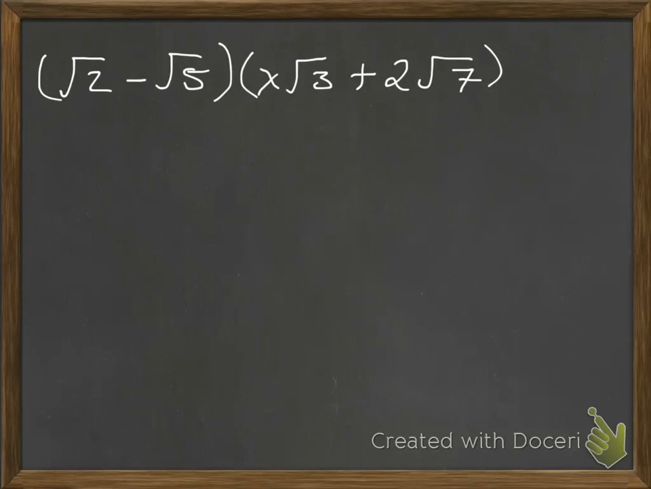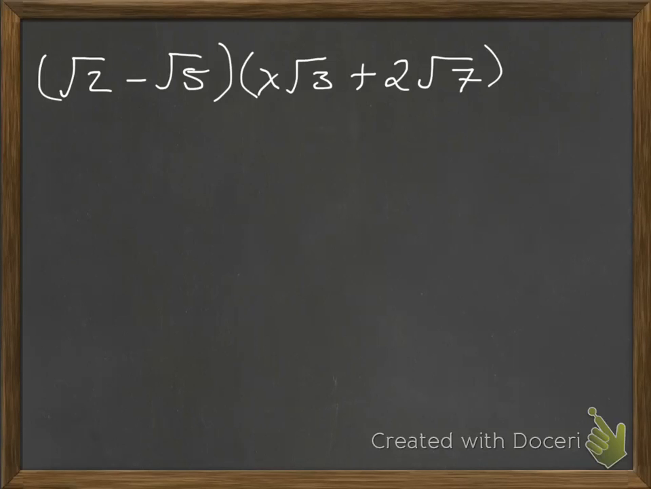Okay, we're going to go ahead and work through two examples of multiplying binomials that have radicals in them. And we're just going to go ahead and FOIL. And we've got to remember that we multiply folks inside the square root with folks inside the square root, and then outside folks with outside folks, the coefficients.